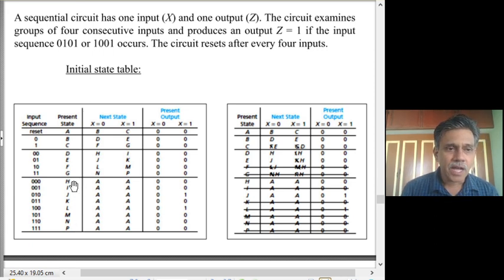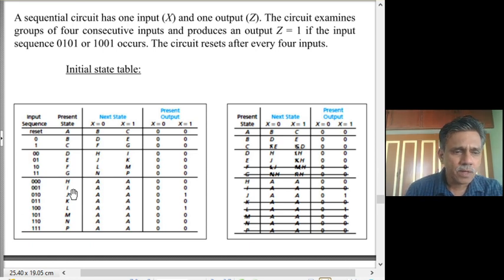Here H and I, if you look at them, they produce the same output for a given input. They also go to the same next state for a given input. Indeed, they all go to A only. So it is very easy to conclude that H and I are equivalent because for a given input x equal to 0, both of them go to A. Similarly, for x equal to 1, both of them go to A. They produce identical output. So H and I are equivalent.